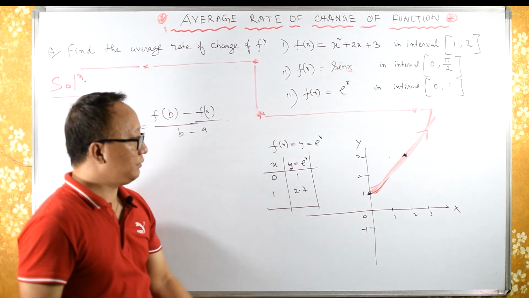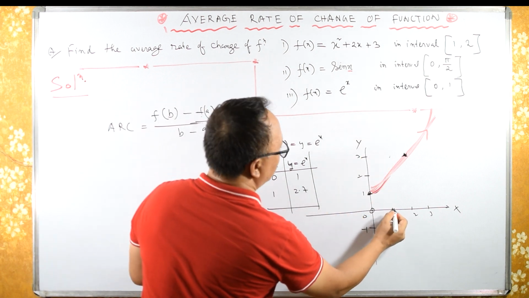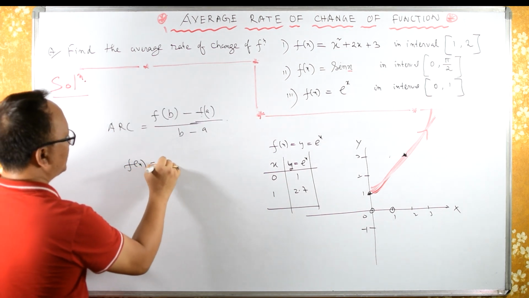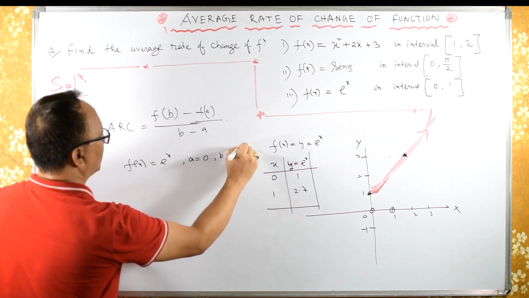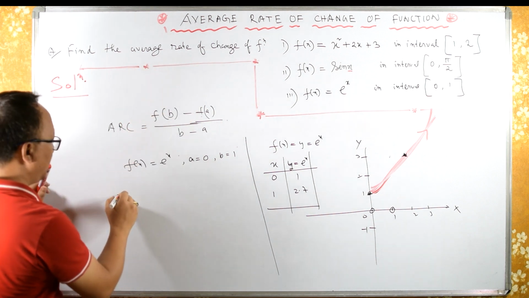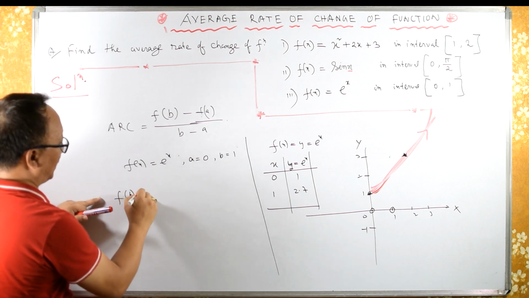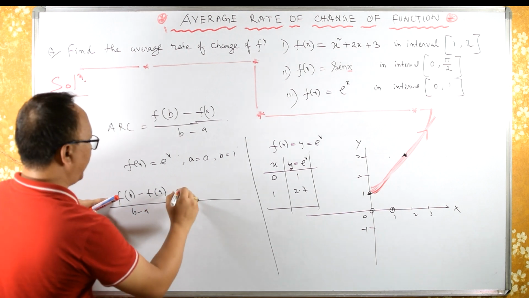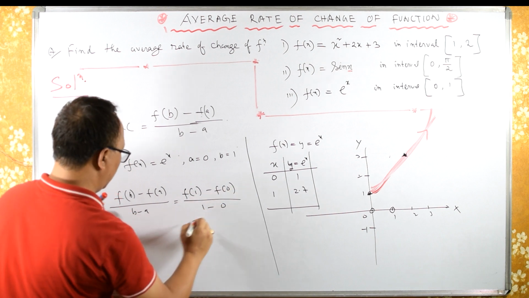Now, let's come back to over here. They are asking here a equals 0 and b equals 1. So f of x is given as e raised to x, where a equals 0 and b equals 1. Now, we need to find this. Therefore, the average rate of change of the function is what? We need to find f of b minus f of a upon b minus a, which is f of 1 minus f of 0 upon 1 minus 0.